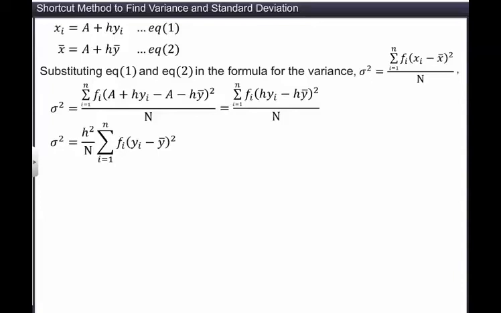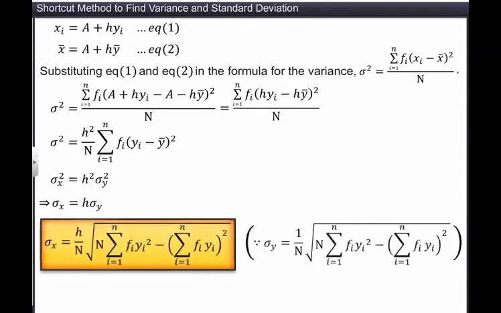Hence, this can also be written as variance in the term of variable xi is equal to h squared multiplied by the variance in the term of variable yi. Sigma x squared is equal to h squared multiplied by sigma y squared. On taking square root on both the sides, we get sigma x equal to h multiplied by sigma y. Sigma y can also be written as shown here. This is the formula for the standard deviation in the term of variable yi.